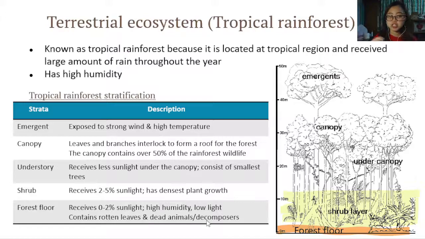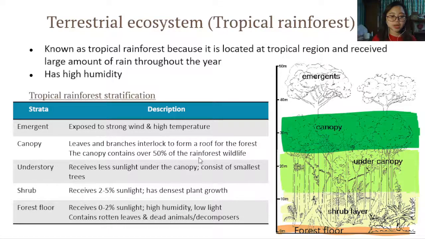The next layer is the shrub layer. So ini adalah lapisan tumbuhan-tumbuhan renek. So this shrub layer will receive 2 to 5% of sunlight, and it has the densest plant growth. So a lot of plants are growing out of the shrub layer. The third layer that I'm going to look at from the bottom is the under canopy or understory layer. This layer will receive less sunlight under the canopy, and it usually consists of smaller trees. Ada pokok-pokok juga, ada epiphyte, tapi kebanyakannya yang pendek-pendek.